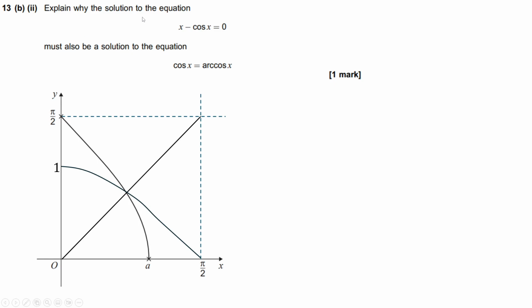Explain why the solution to the equation x equals cosine x is also a solution to the equation cosine x equals arc cosine x, or inverse cosine x. Well, what you're saying is, when does the graph of y equals cosine x intersect the graph of y equals inverse cosine x? And when does the graph of cosine x intersect the graph of y equals x?